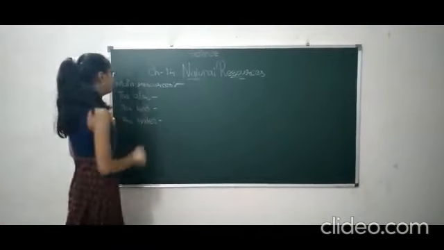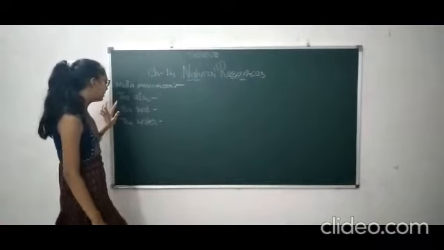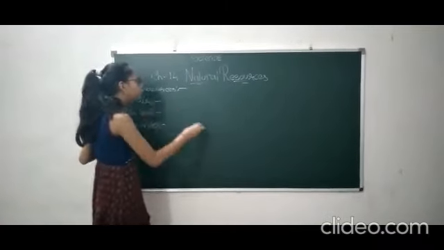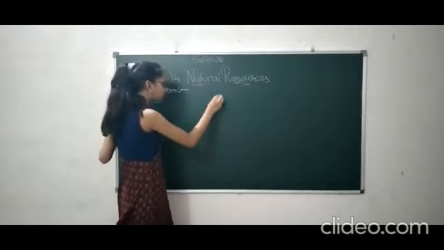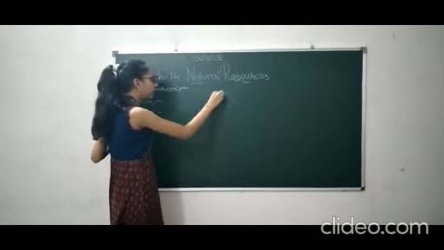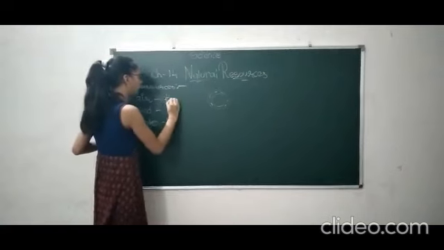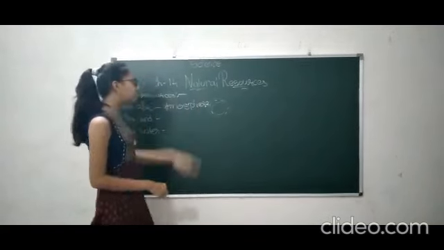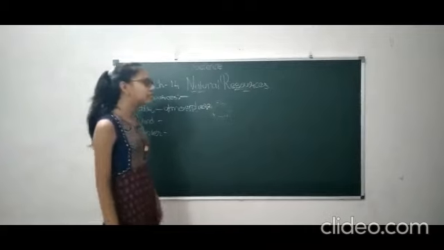There are 3 main natural resources: the land, the air and the water. First we will talk about the air. So the blanket around the earth means like this. This blanket of air around the earth is called atmosphere. It consists of many gases and dust particles.